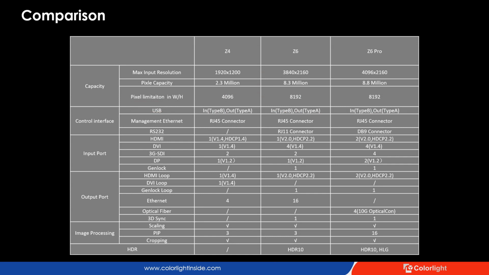Here is the comparison table between each model in this series for you to review. One more feature to mention is HDR. HDR is not new to the LED screen industry anymore. Z6 and Z6 Pro both support HDR. The difference is that Z6 supports the HDR10 standard and the Z6 Pro supports HDR10 and HLG. HLG is the standard most often used in the broadcast field.